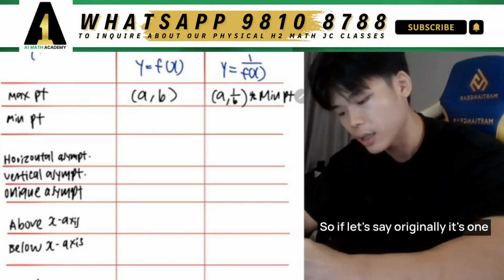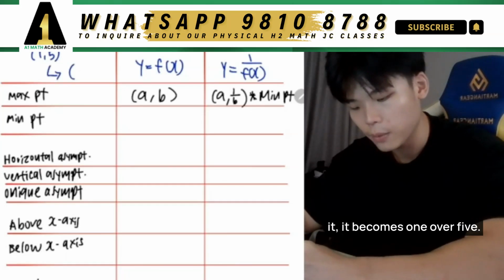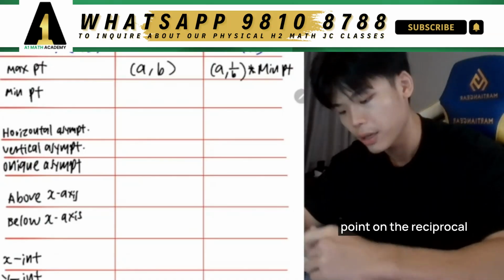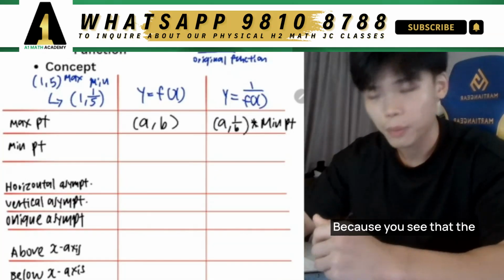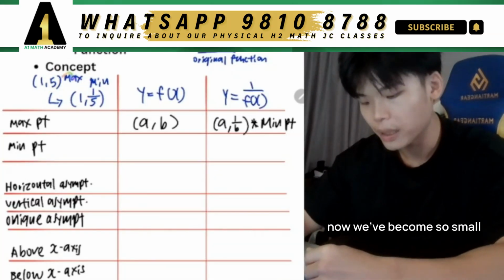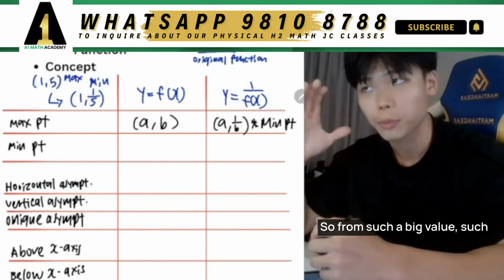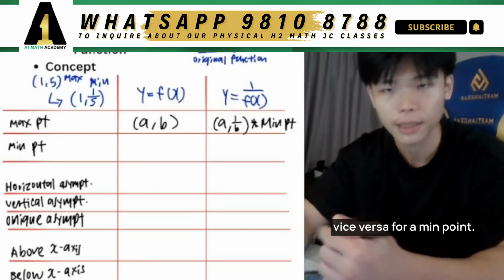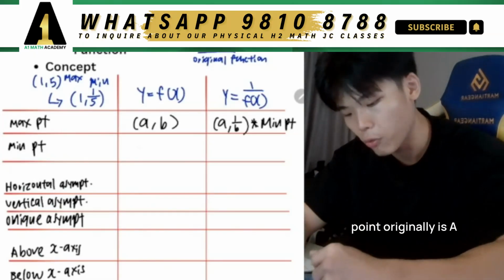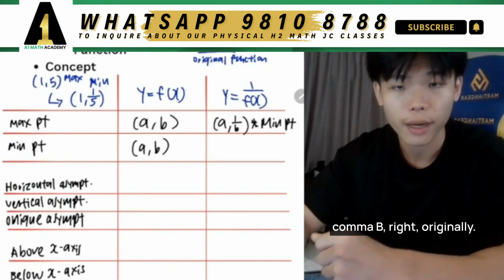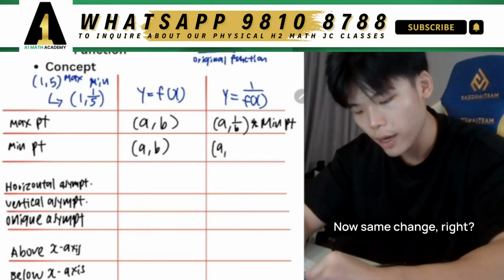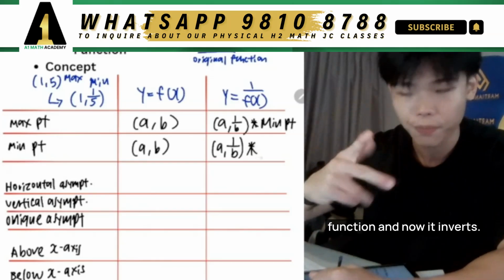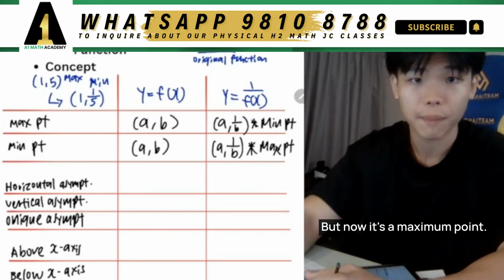So if originally it is (1, 5), when I transform it, it becomes (1, 1 over 5). And from a max point, it now becomes a min point on the reciprocal function. A min point, because you see that the original value is 5 and now it becomes so small to become 1 over 5. So from such a big value to such a small value, it goes from being the maximum to now becoming the minimum, and vice versa for a min point. So let's say my minimum point originally is (a, b). Now, same change: I just take the b value, 1 over b, because I apply the reciprocal function. And now it inverts. It becomes a max point. Just take note of that.